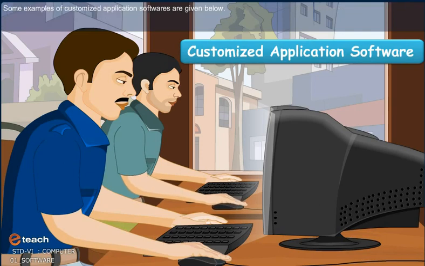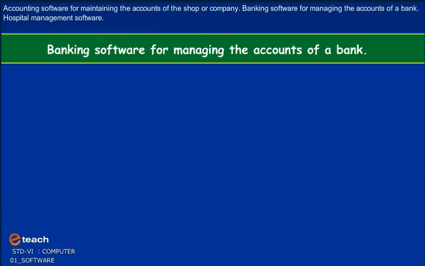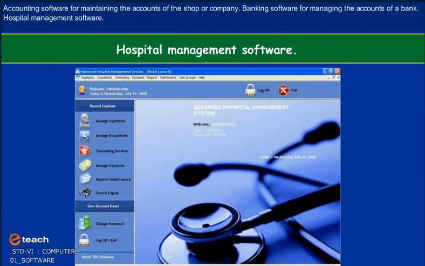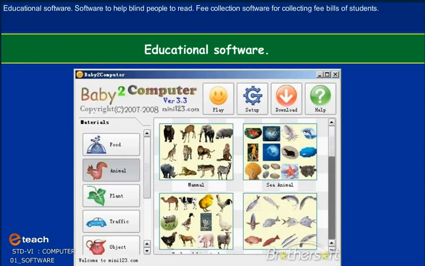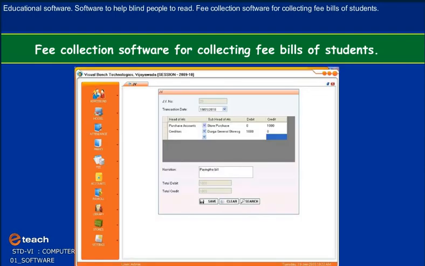Some examples of customized application software are given below. Accounting software for maintaining the accounts of the shop or company. Banking software for managing the accounts of a bank. Hospital management software. Educational software. Software to help blind people to read. Fee collection software for collecting fee bills of students.